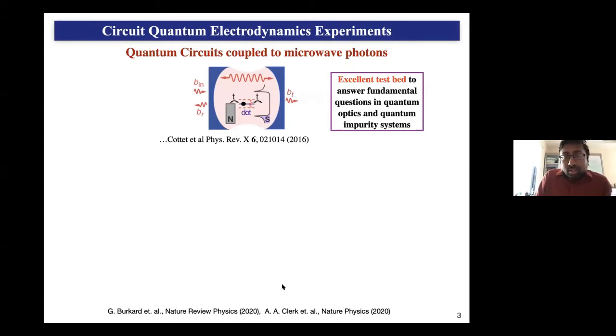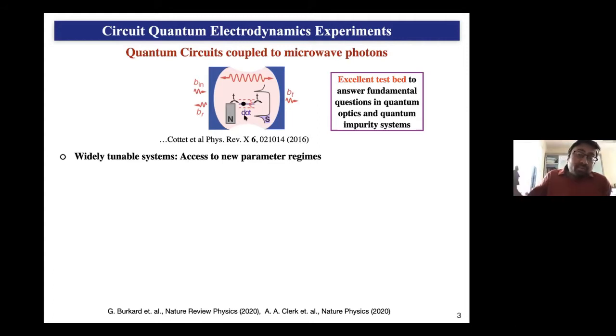So what are the things that you can do with this? Well, first, these are systems which are widely tunable. You can tune many parameters in this kind of setup, and that gives you access to various new parameter regimes that were often not accessible in other experimental platforms. This also challenges theoreticians: can we explain those experimental outcomes by bringing advanced theoretical tools, if those are not available?